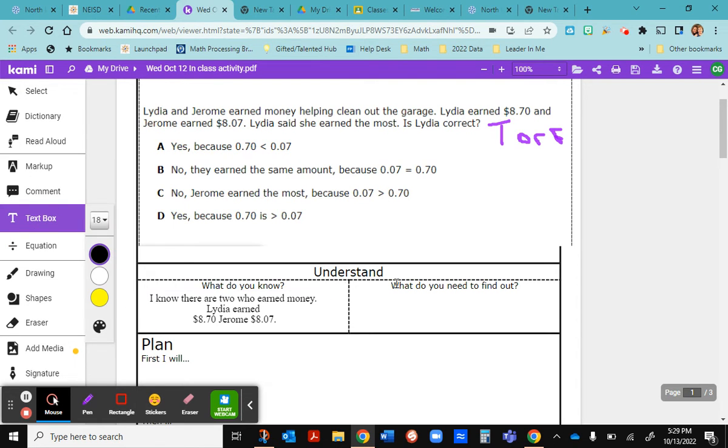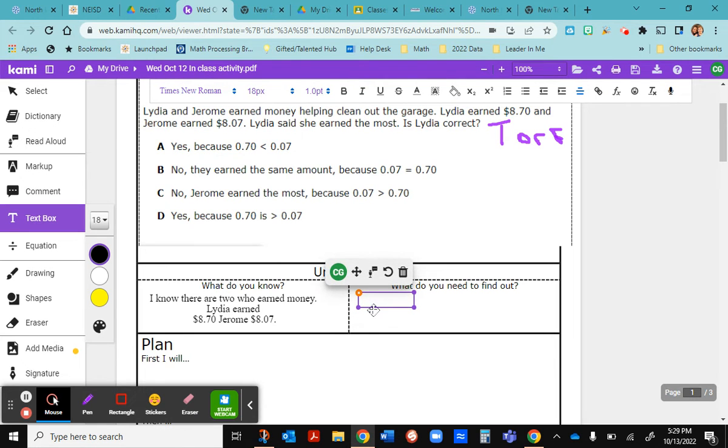So let's go to the next one. What do we need to find out? That's the author's purpose. Lydia says she's earned the most. So what do we need to find out? Is Lydia correct that she earned the most money? Okay, we just wanted to keep it simple.